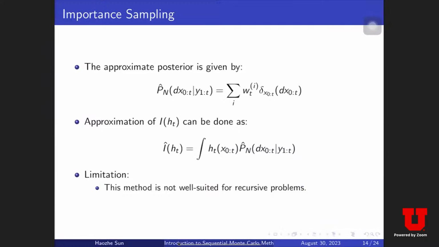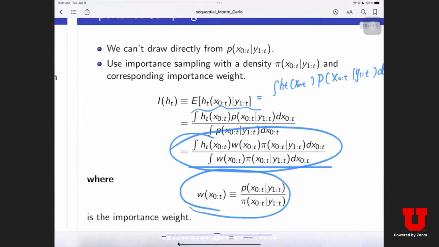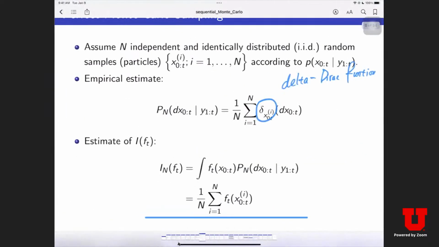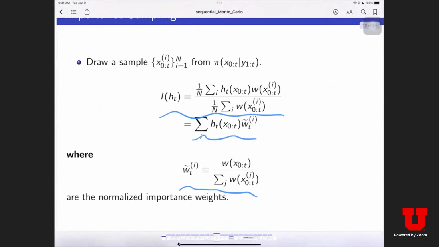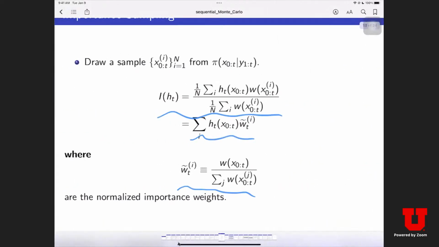All right, and we will get these equations because the approximate posterior is given by this, and this is the same as what we said. But there's a problem: you can use the importance weight to approximate the integral, right? But how do you approximate the posterior by changing the weights? We can.